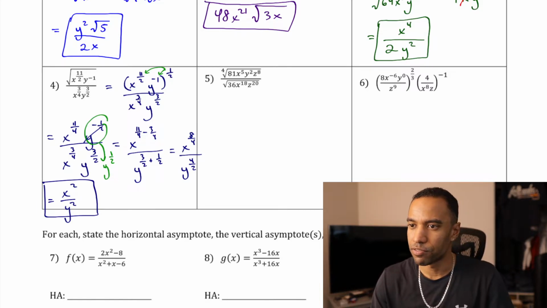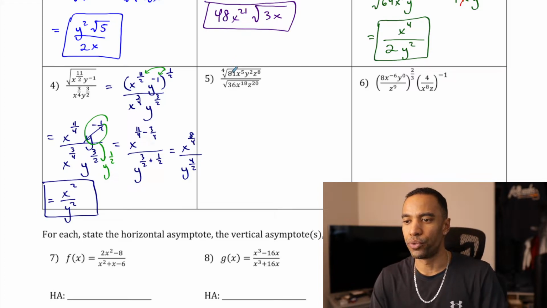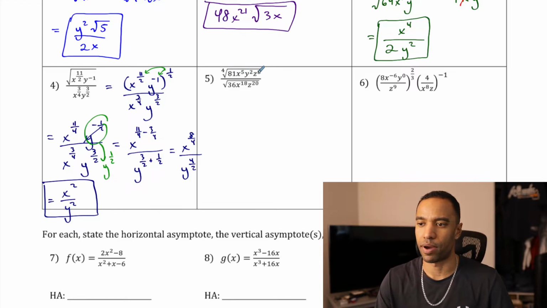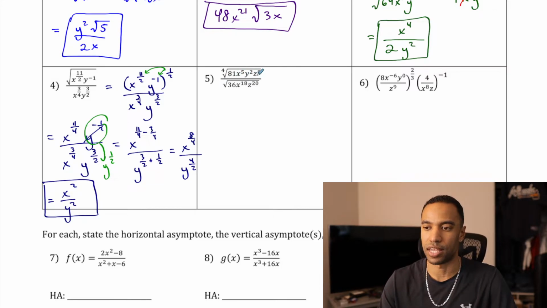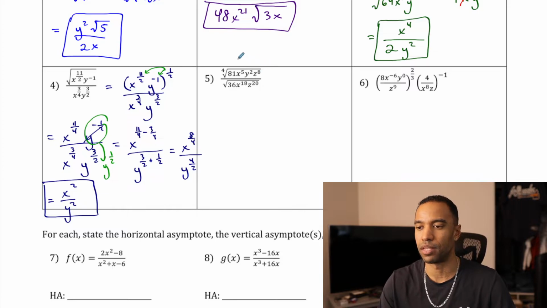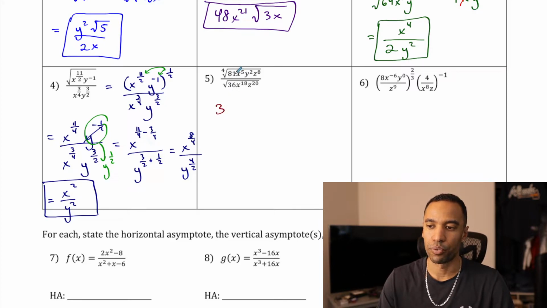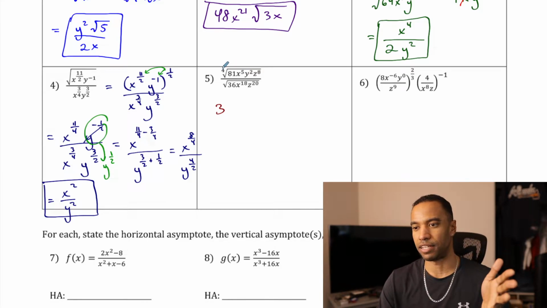Number 5, let's find a color I haven't used. Number 5, the 4th root of 81 x to the 5th y squared z to the 8th divided by 36, the square root of 36 x to the 18th z to the 20th. Taking a 4th root of 81 is 3, and then taking the 4th root of these things here, we would divide them by 4. Now 5 can't divide evenly into 4.